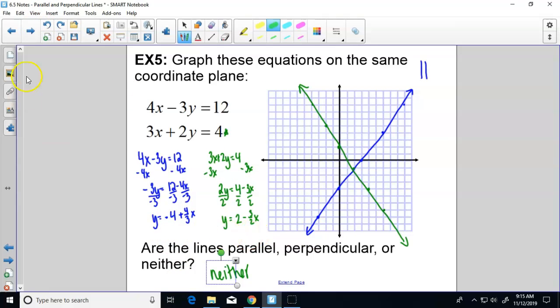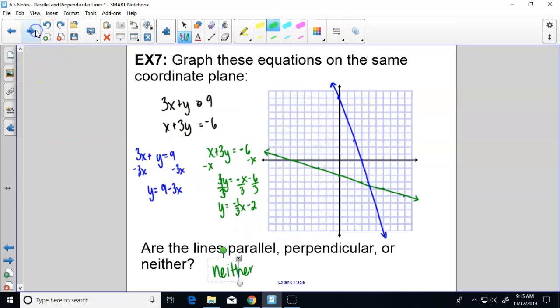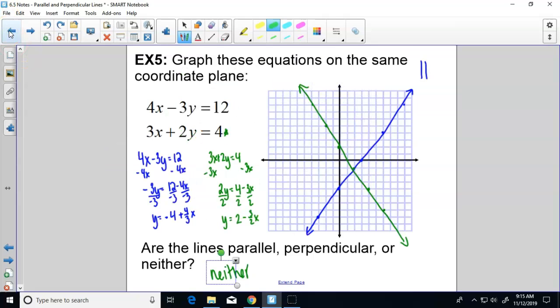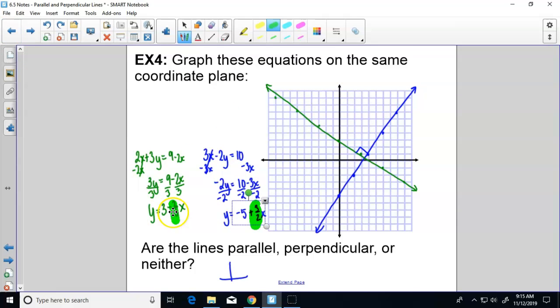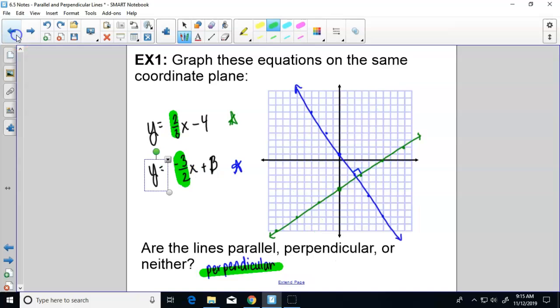These were neither one, so that does not interest me. If I look at those three that were perpendicular, I had -2/3 and 3/2. I had negative 1/2 and 2. I had 2/3 and negative 3/2.